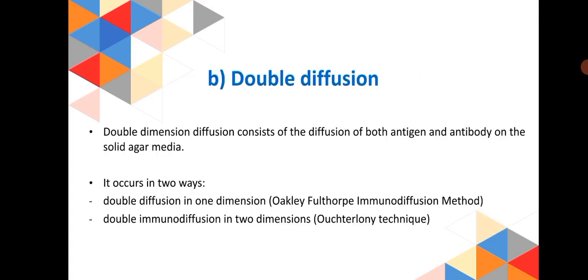Double diffusion. Double diffusion consists of the diffusion of both antigen and antibody on solid agar media. It occurs in two ways: double diffusion in one dimension and double diffusion in two dimensions. Double diffusion in one dimension is also known as the Ouchterlony immunodiffusion method, and double immunodiffusion in two dimensions is also known as the Ouchterlony technique.